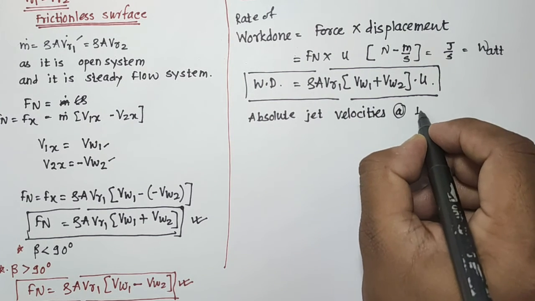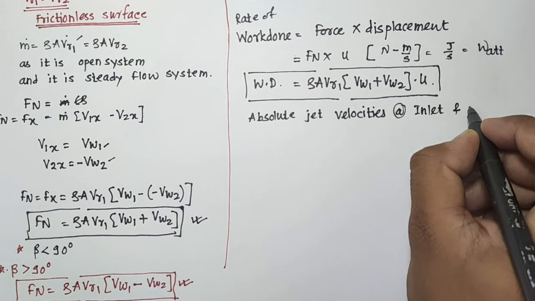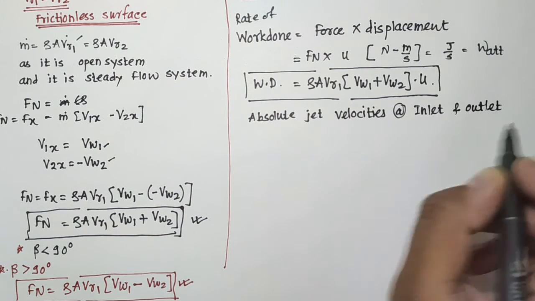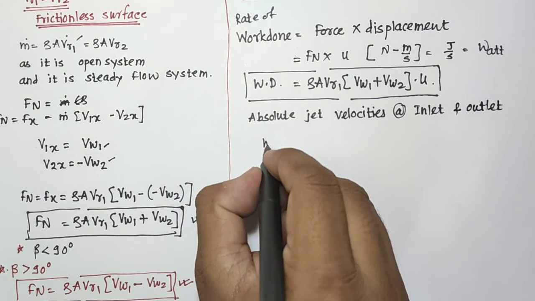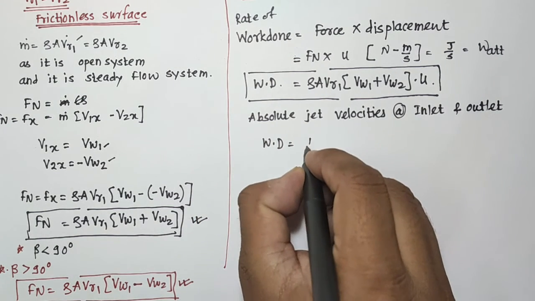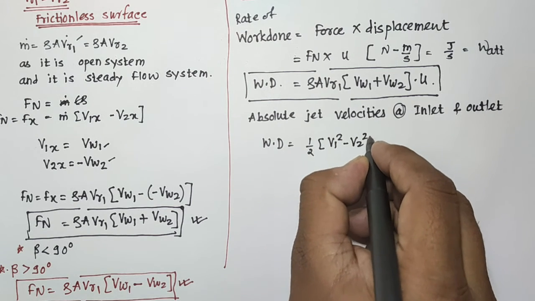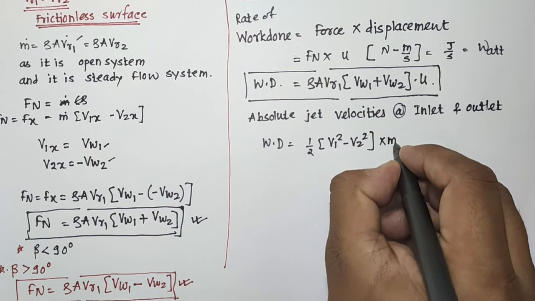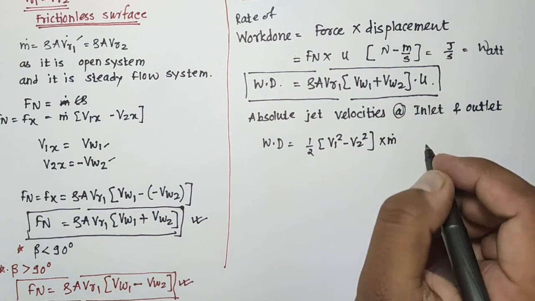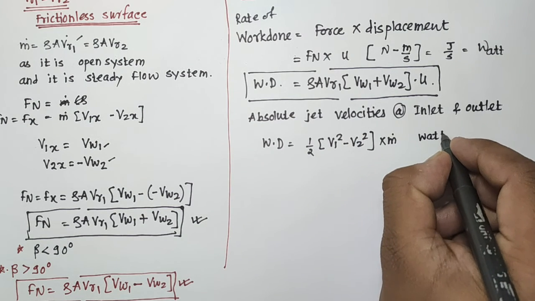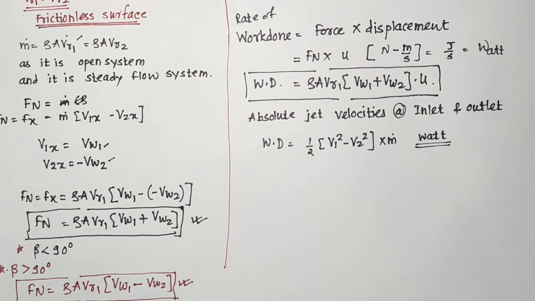at inlet and outlet, it will be like this. WD, that is what we call as work done, 1/2 in bracket v1 square minus v2 square into m dot. So this is what we call as basically total work done in form of absolute jet velocity.